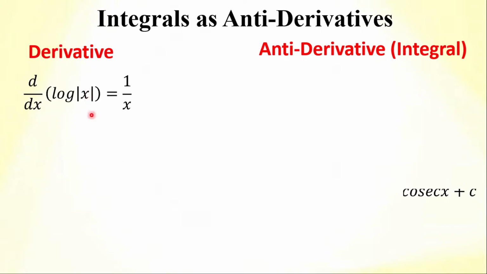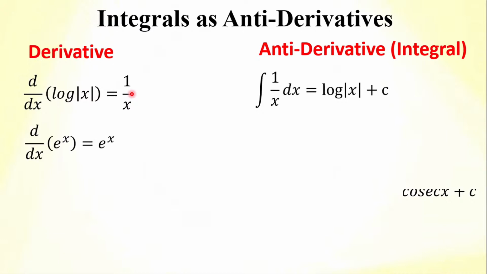Log of mod x. Why mod x? Because the logarithmic function is defined only for positive real numbers. So log of mod x, its derivative is 1 upon x. So the integral of 1 by x dx is log mod x plus c.